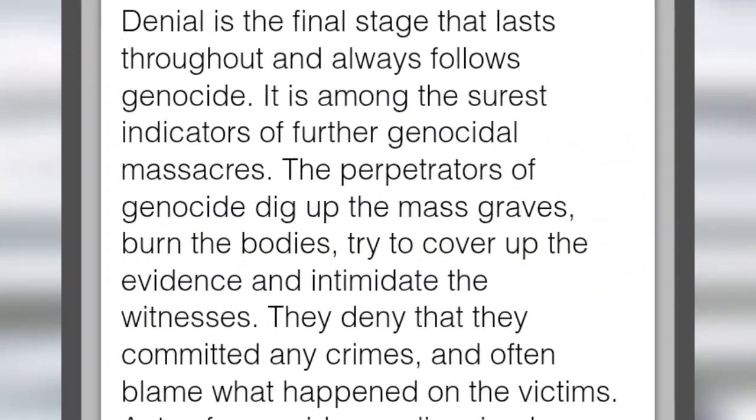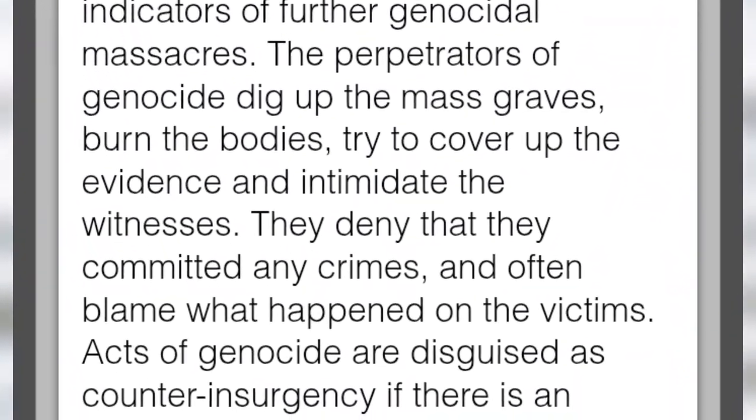But I'm just like, hey, where is it happening? What group is leading this? You know what I'm saying? Is it Umalema? Is it Operation Tutula maybe? You know, indirectly, but who knows, bro? Denial is the final stage that always follows a genocide. The perpetrators deny that they committed any crimes in an effort to try to cover up the evidence. So they often blame the victims for what happened.